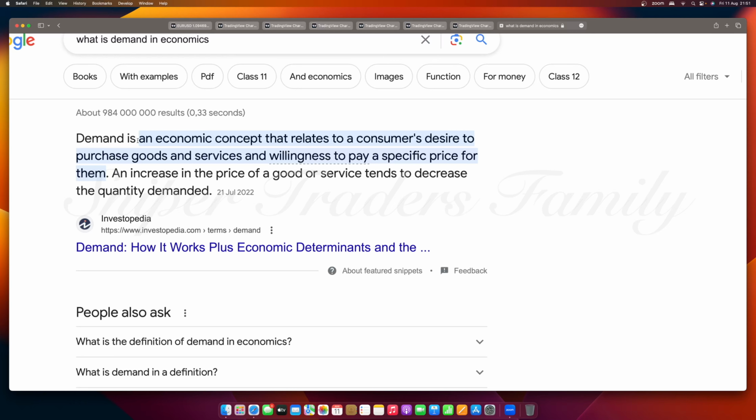But for a demand to be complete, what does it have to have? There has to be a consumer's desire to purchase goods and services and willingness to pay a specific price for them. Now, the next part says, I'm reading from here, an increase in the price of a good or service tends to decrease the quantity demanded. If you remember when they were teaching us economics in secondary level, it says the higher the price, the lower the quantity demanded. Do you remember that?